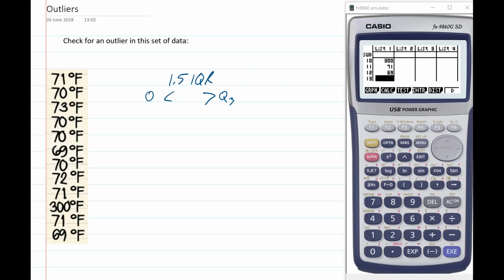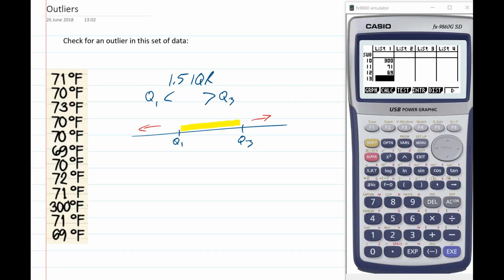and below Q1. Okay, so we're looking at our set of numbers, and if Q1 is here and Q3 is here, an outlier would be something that is more than 1.5 times this distance this way or this way. So let's take a look at the data that I've got here, and I'll show you how it works.